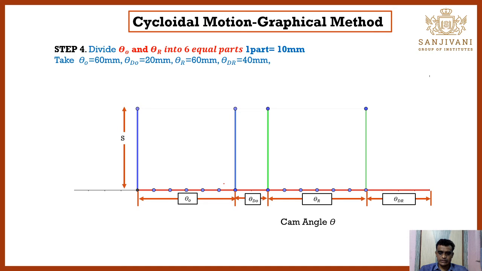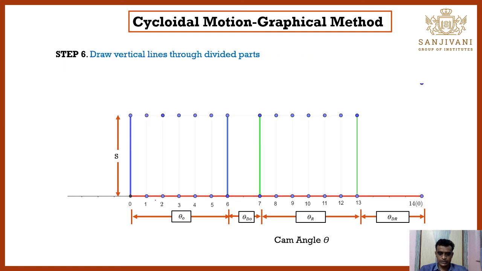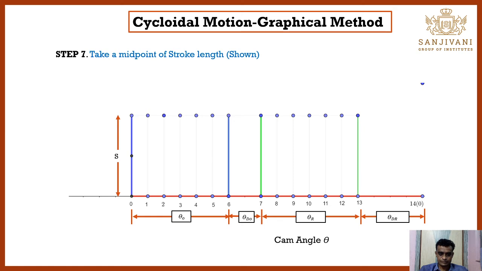Next we have to divide this theta O and theta R into 6 equal parts. You have to give the numbering 1, 2, 3, 4 up to 14. Next again through these points we have to draw the vertical lines.